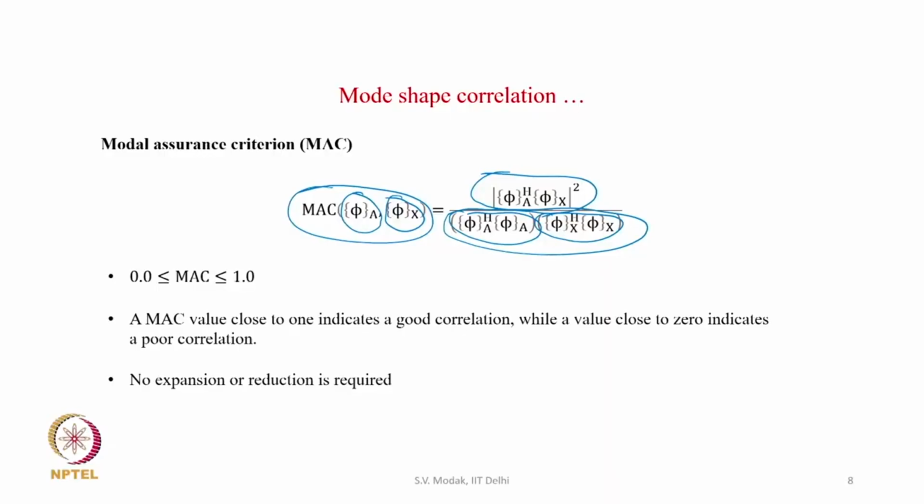One advantage of MAC is that no expansion or reduction is required. The cross orthogonality check required either the expansion of the measured mode shapes or model reduction of the FE model. But here no such expansion or reduction is required.